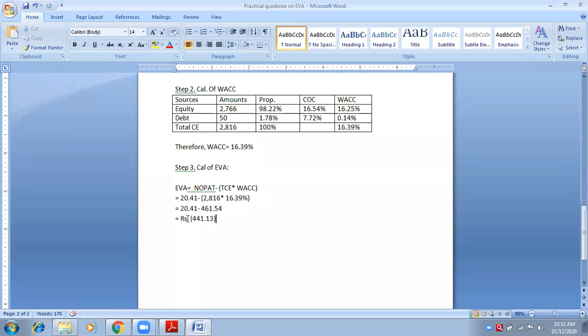I hope you understood now. This is negative EVA, which means the value has not increased; the value of the shareholders' wealth has decreased. Are you getting my point? A huge loss, 441.13 crores. The loss is of 441.13 crores, so it's a huge loss in the company. This is how you have to do it. Are you guys writing, or should I wait for you to finish the sum?